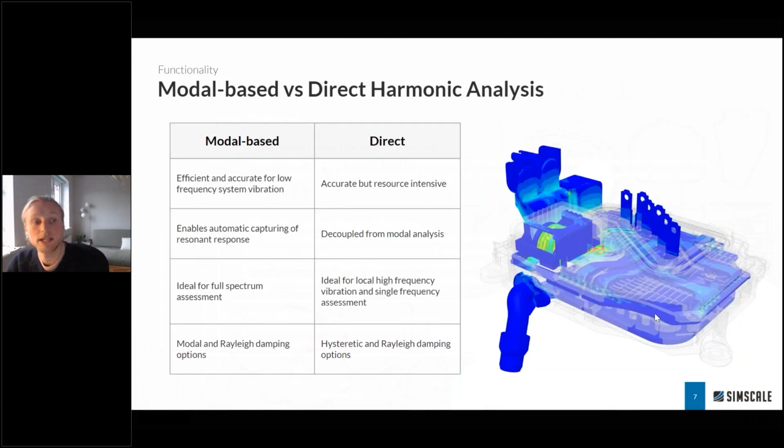So the difference between modal-based harmonic analysis and direct harmonic analysis is that, essentially, we're solving the problem on a different basis. With direct harmonic analysis, we solve the vibration study using the nodal degrees of freedom, so the X, Y, Z displacements of each node in the model. Now, for a large mesh, this becomes a very large number of degrees of freedom, which means it can be very computationally intensive to solve, and particularly to save many excitation frequencies.